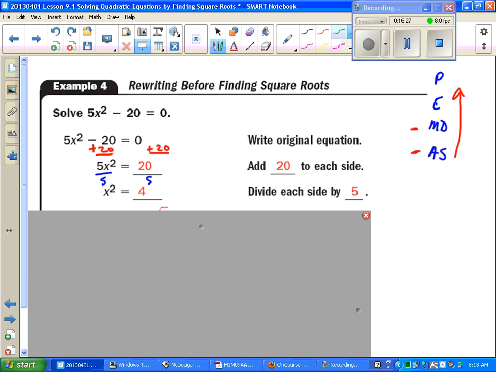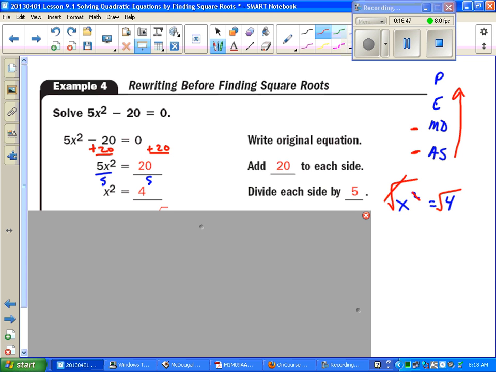20 divided by 5 is 4. So you have x squared equals 4. In order to undo something being squared, take the square root of it. Remember, it's just backwards of what we were just doing. If you take the square root of the left side, do the same on the right. It'll cancel this out just like the rest of our operations cancel.